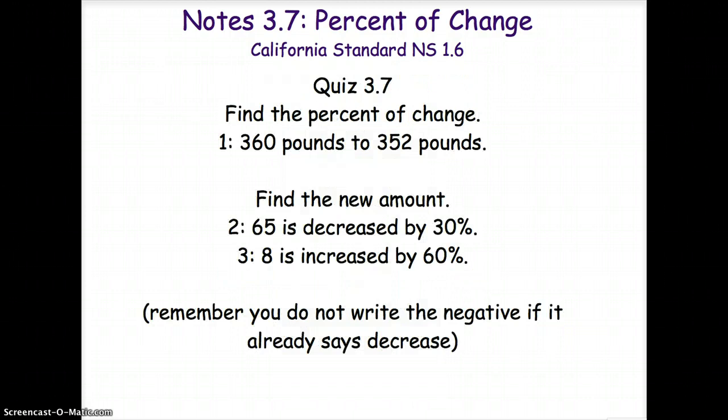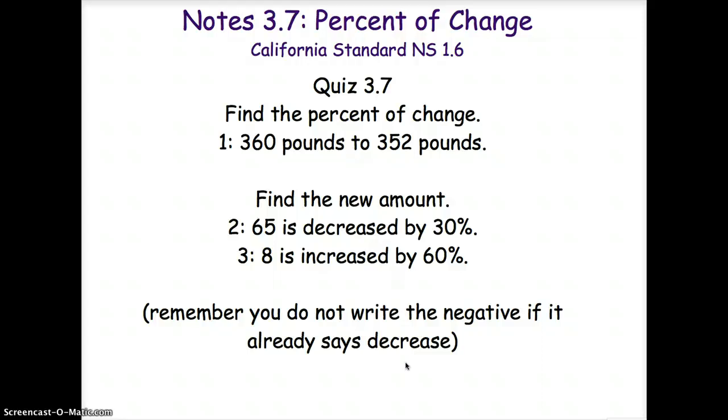Okay, let's have you go ahead and try these out on your own. Find the percent of change. The first one, 360 pounds to 352 pounds. You want to decide if you're decreasing or increasing. Notice there's a note at the bottom. Remember, do not write the negative if it already says decrease. So if it's a decreasing one, you will have a negative. You don't write it because it's a decrease.